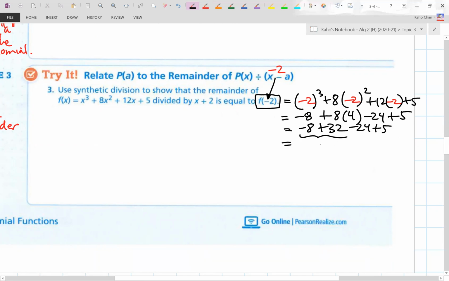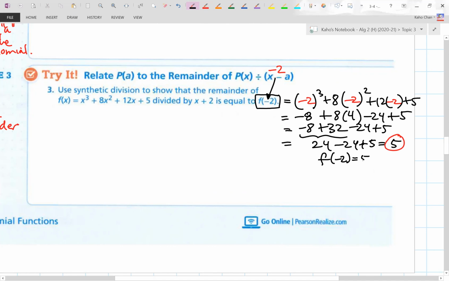That's -8 plus 32 minus 24 plus 5. This equals, what is that? 24 minus 24 plus 5. Aha, that equals 5. Ladies and gentlemen, when you plug in -2 into this polynomial, you'll get +5. That means that's a coordinate point.